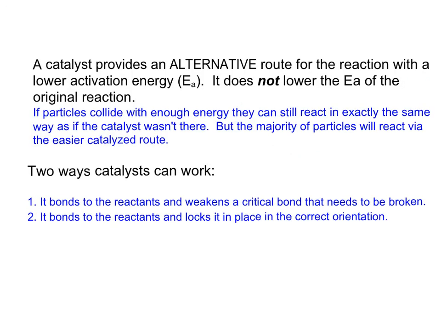In other words, it's providing an alternate route. It's adding an extra hill that it could go on. It doesn't technically lower the activation of the original reaction, it just offers a brand new pathway. So if particles collide with enough energy, they can still react in the same way as if the catalyst wasn't there. So if we were to flip back to, or look back at your picture that you drew with the one big hill and the smaller hill, it's going to be easier for most things to take the smaller hill.